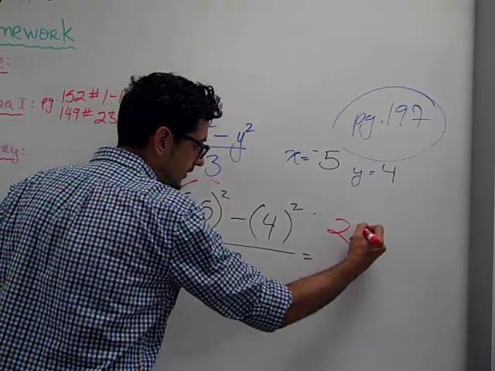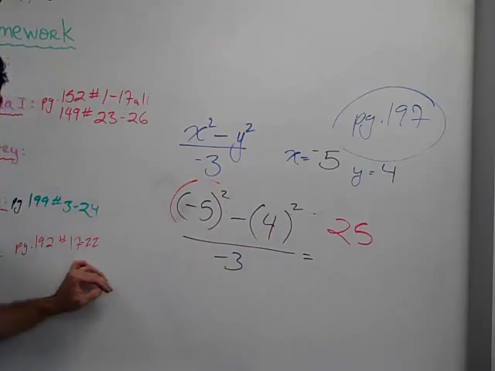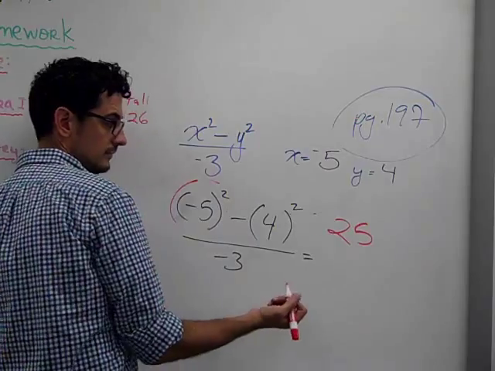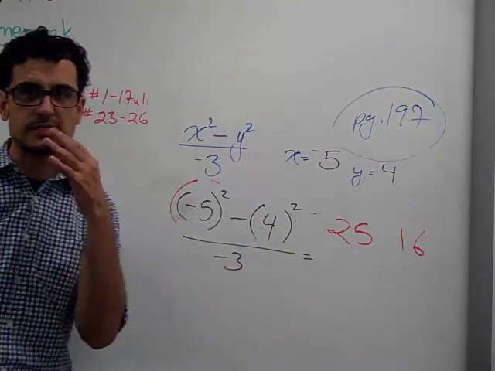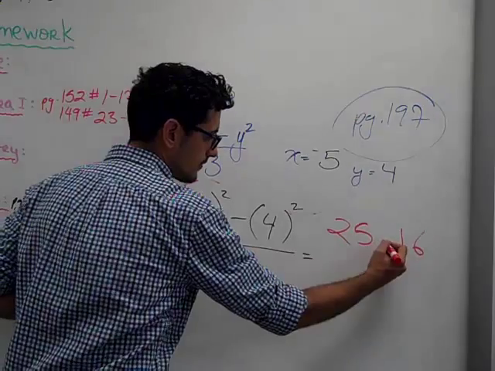So I got 25 over here. Now what's happening here? 4 squared is 4 times 4, which equals 16. That is correct. 16. What happens now? Do I just call it 2,516? It's a subtraction. You subtract them and then you get 9.